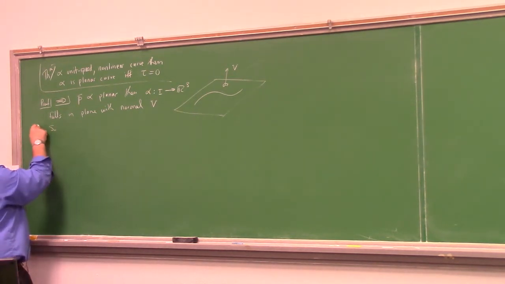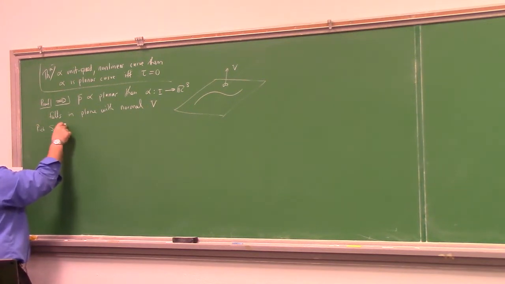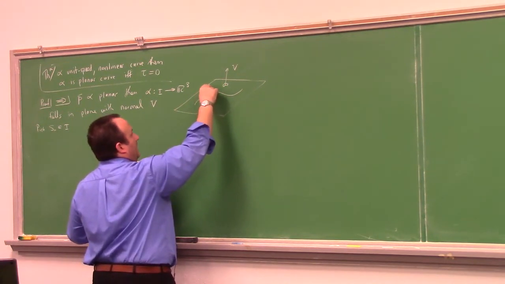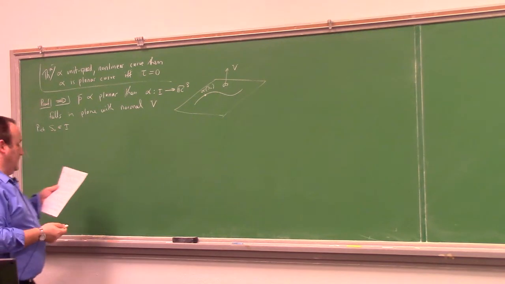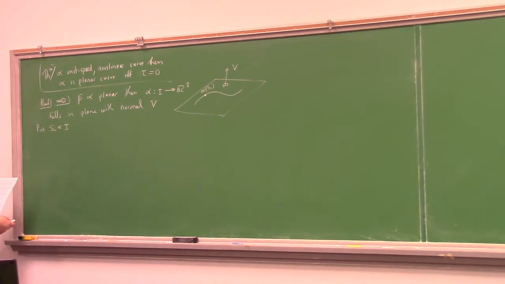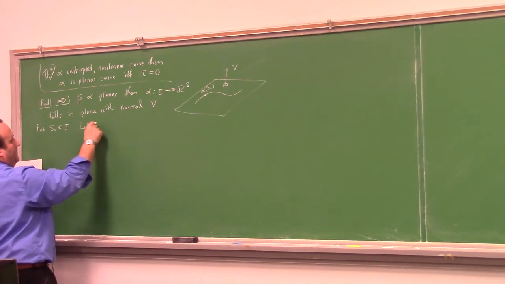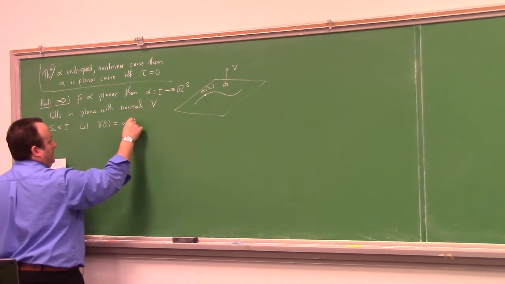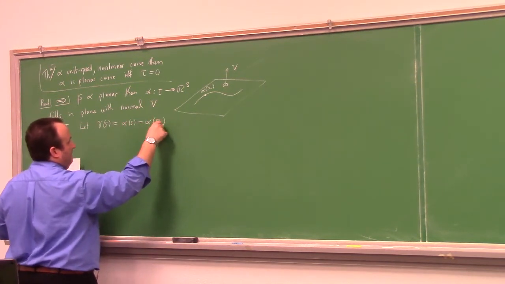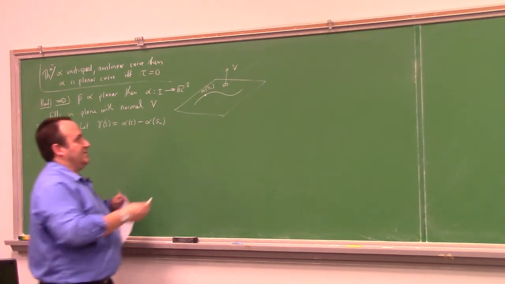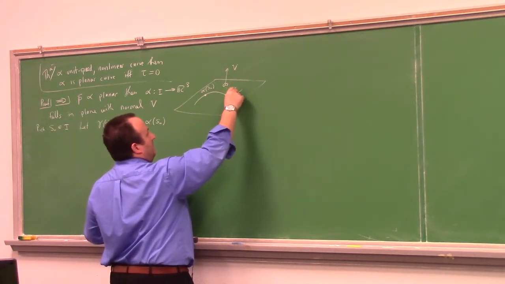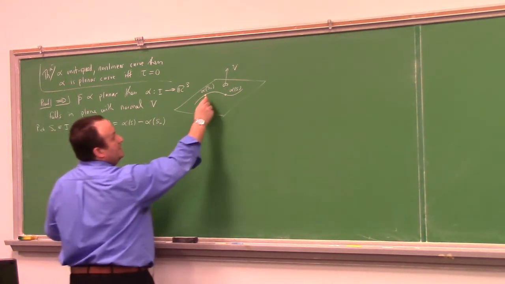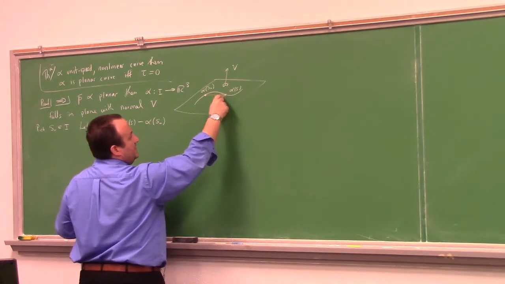So what you do is you pick a point, S naught, an element of I. And that gives you alpha of S naught, a point on the plane. And then you can let gamma of S equal alpha of S minus alpha of S naught. So that's going to be a displacement vector. If this is alpha of S over here, gamma of S is where it connects these 2 points.